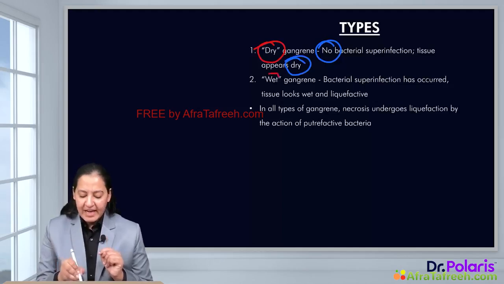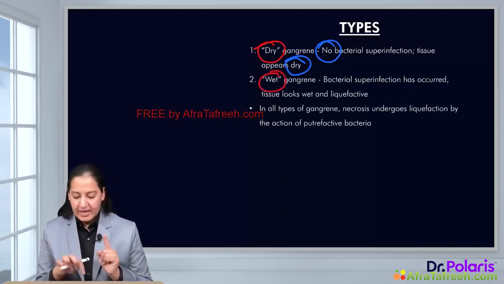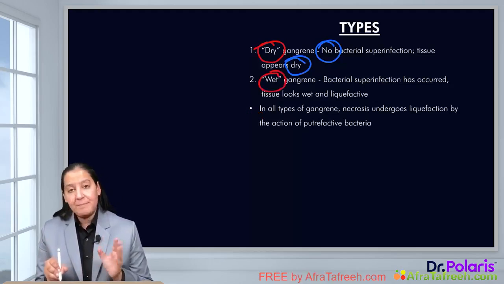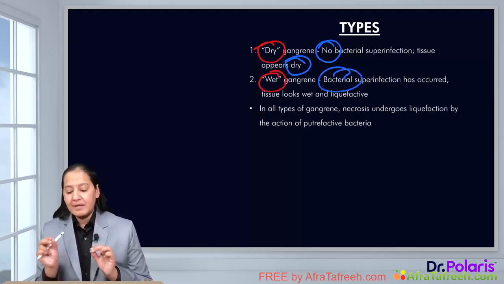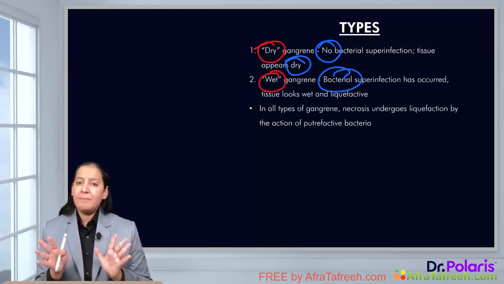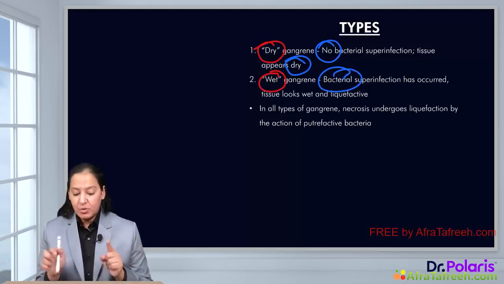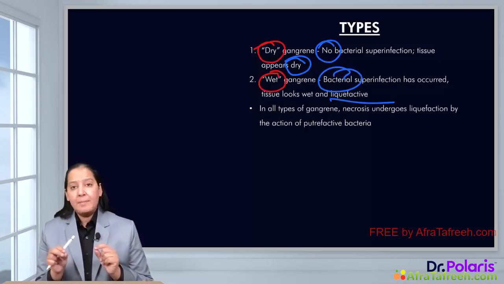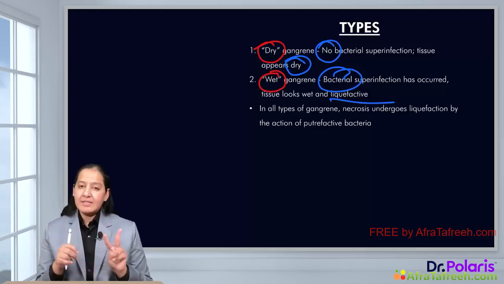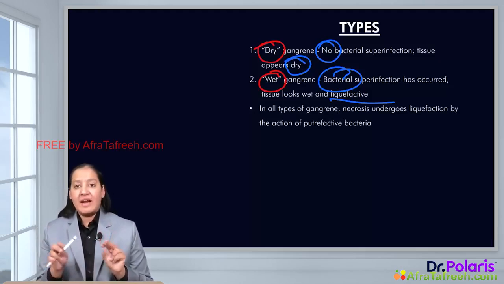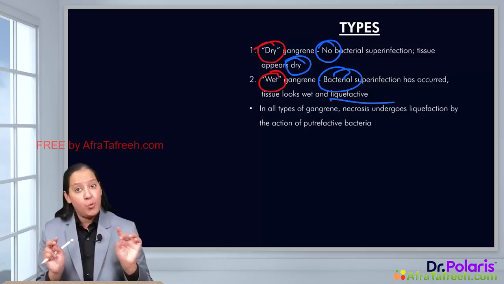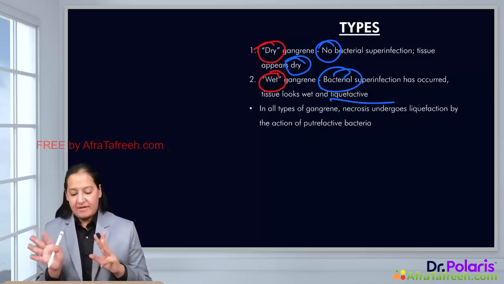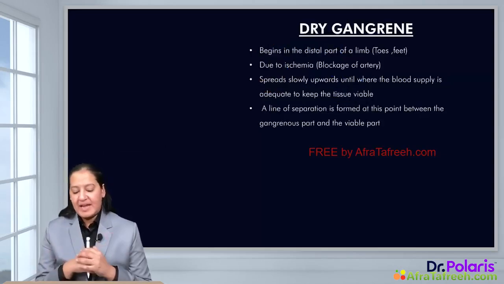But in wet gangrene, the bacterial superinfection is abundant. That's why putrefaction is abundant and the tissue looks liquefied because of the enzymes, and it is known as wet gangrene. So that is the basic difference between the 2 types of gangrene and their nomenclature, dry and wet. The special form of wet, gas gangrene, I will teach you later. Let me first finish dry and wet gangrene.